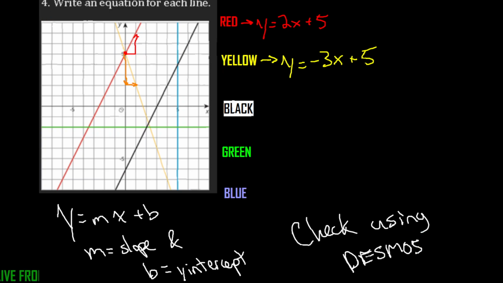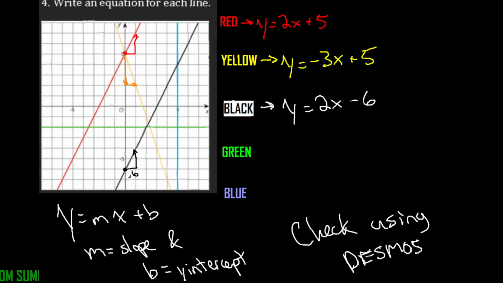Then for our black line, let's find where that's at. It's down here, so it goes to the point (0, negative 6), and it moves 1 step right for every 2 steps up. So our black line is going to be y equals 2x minus 6.